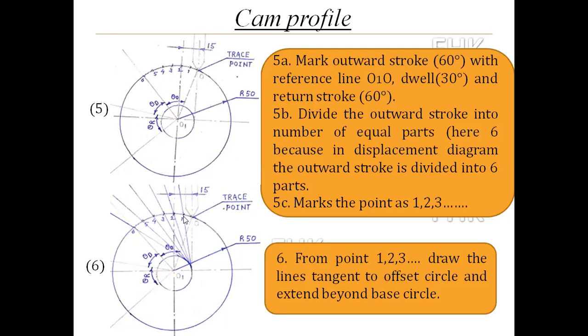Then you have to draw the lines from 1, 2, 3, 4, 5, 6 which are tangent to that offset circle. From point 1, draw the line tangent to the offset circle. From point 2, draw the line tangent to that offset circle. From point 3, draw the line tangent to that offset circle. Through point 4, draw the line tangent to that offset circle. In this way you have to draw the lines and extend them beyond the base circle, because on each line you have to take the distance from the displacement diagram. This is a very important point while drawing the straight lines. Don't make a mistake in the examination.